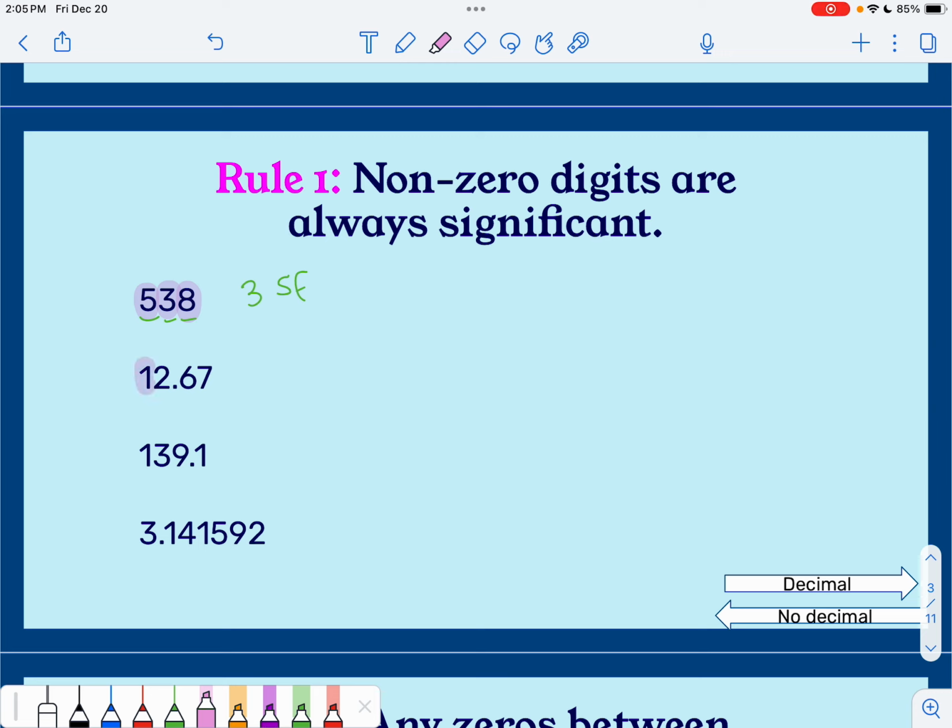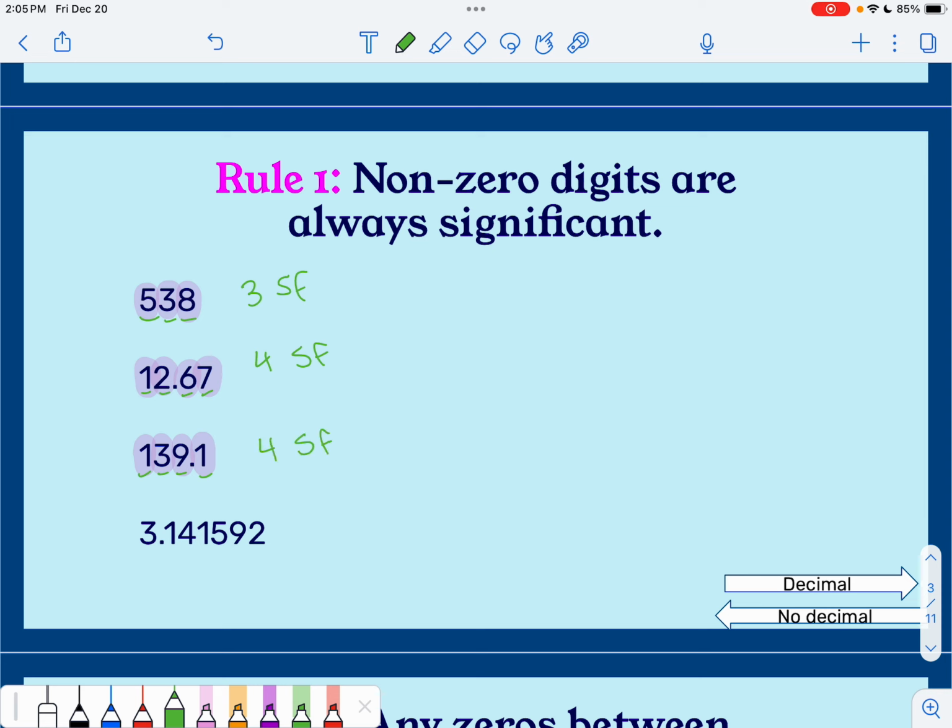Let's do the next example. Not 0, not 0, not 0, not 0. Then you just count up how many of those are significant. 1, 2, 3, 4. 4 sig figs. Let's do the next one. I think you can see a trend. A 1 is not 0. A 3 is not 0. A 9 is not 0. And a 1 is not 0. All of those, you just count up. 1, 2, 3, 4. 4 sig figs.